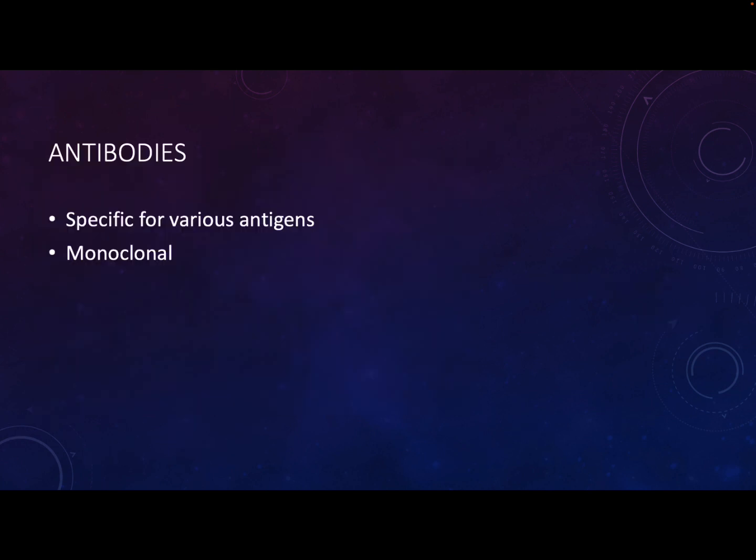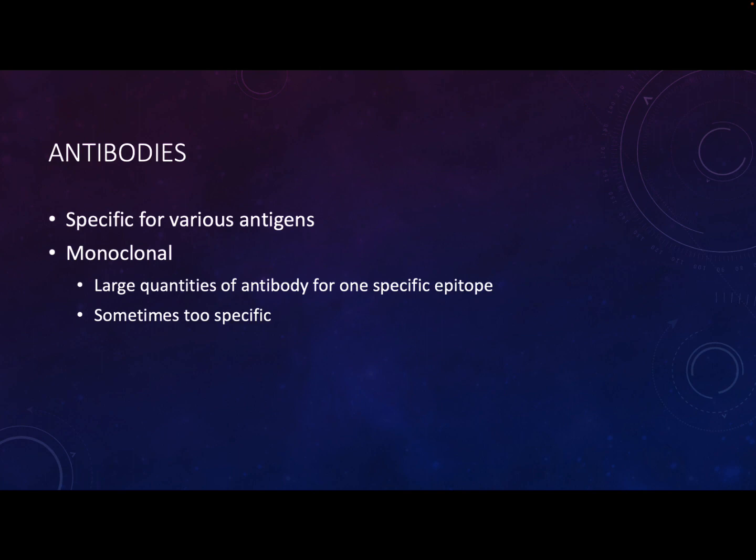And so antibodies, again, are important. Those of you who have taken immunology, you already know. Those of you who have taken bacteriology, you've talked a little bit about antibodies, but they are specific for various antigens. And there are two different types of antibodies. There's monoclonal and polyclonal. So monoclonal are ones that are made in the lab. This is not a natural phenomenon. They are very, very specific for one specific epitope.